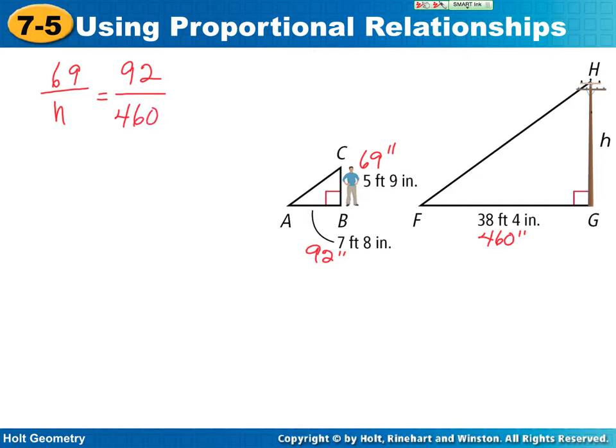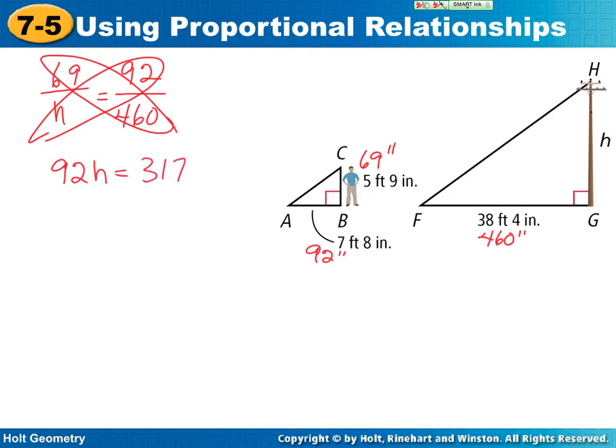Cross multiplied. 92h equals, what's that? 740. Okay, then you divide it by 92. How much? 345? Okay, now 345 what?